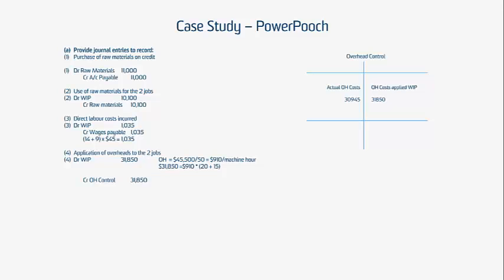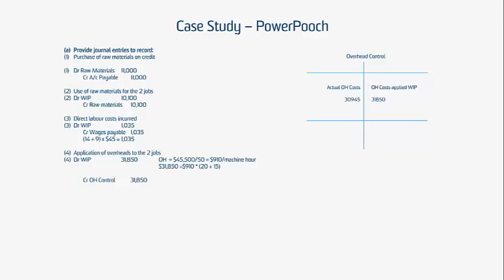In terms of part three of the information, it told us we had expected or budgeted overhead costs of $45,500, and they base that off 50 machine hours. So we divide $45,500 by 50 hours, and then multiply that overhead cost per unit by the total machine hours used for job one and job two. So we debit work in process for this $31,800 and credit overhead control to apply the overhead to the job.